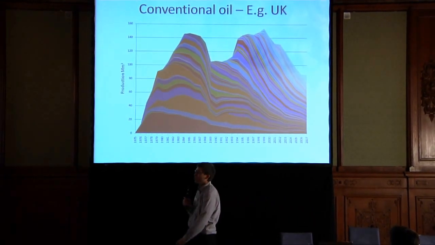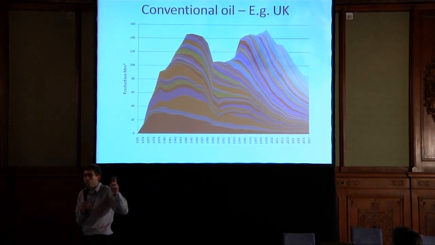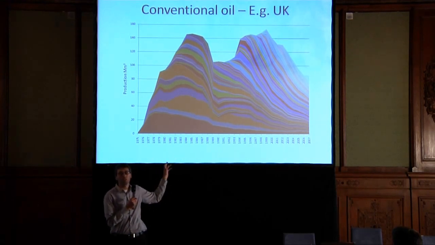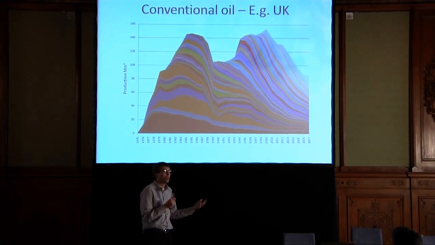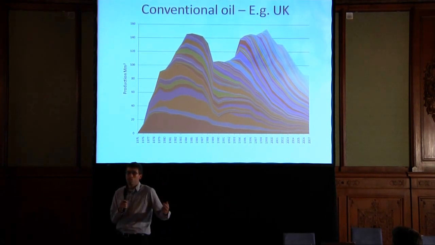This is the UK oil production by individual fields. Now, what you can see, there are two take-home messages from this. The first thing is that the size of the fields go from big to small. Why is that? That's very simple. Because, well, for starters, it's easier to find the bigger ones than it is to find the smaller ones.